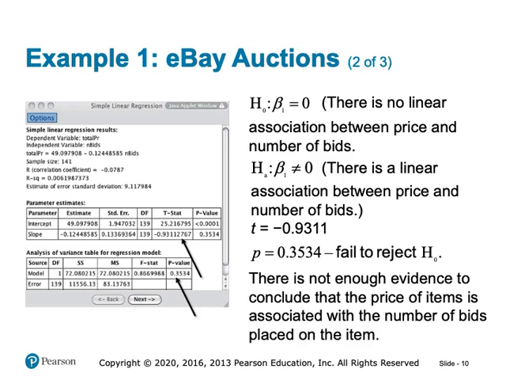Based on these results, there is not enough evidence to conclude that the price of items is associated with the number of bids placed on the item. In other words, the data does not support a significant linear relationship between the number of bids and the final price in this case. This example illustrates how we can use hypothesis testing to explore potential relationships between variables.